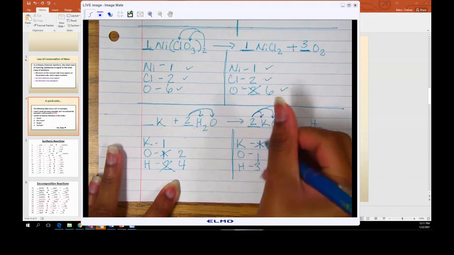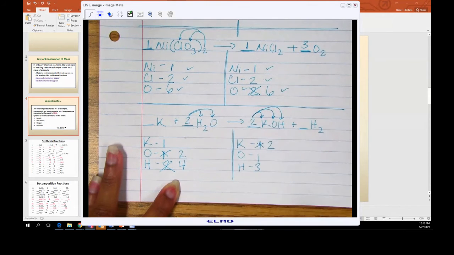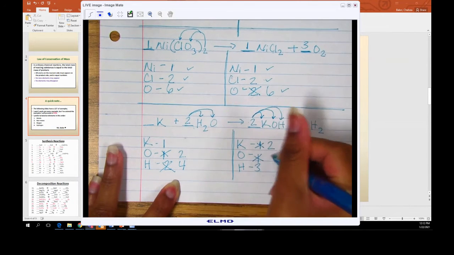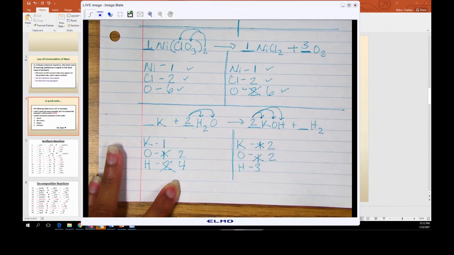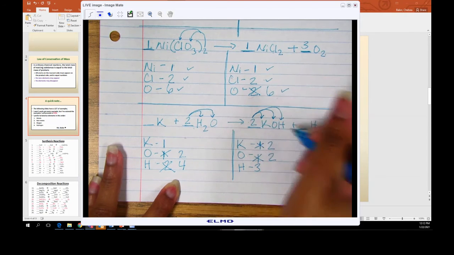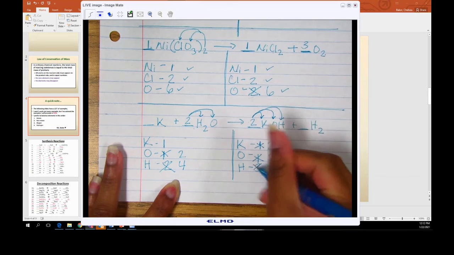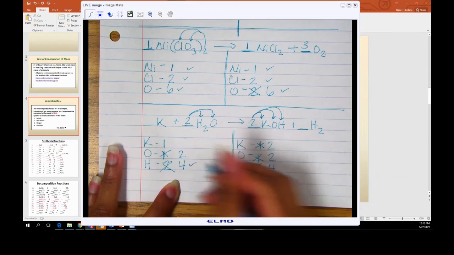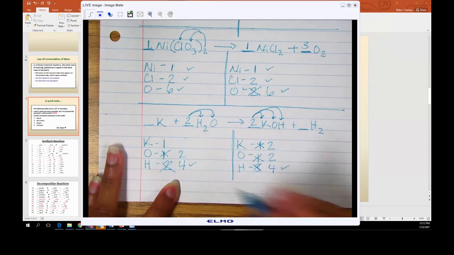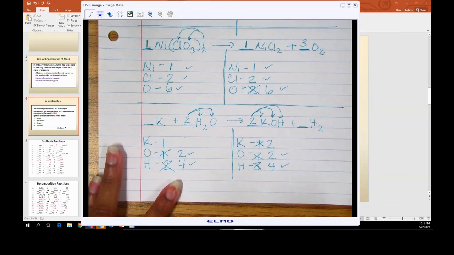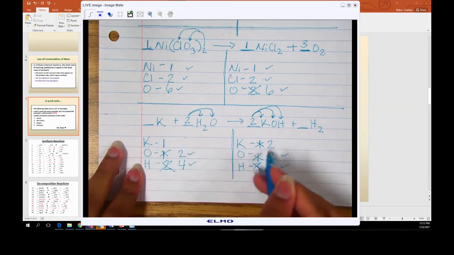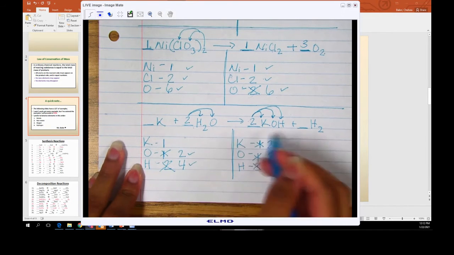My potassium will change to 2. My oxygen will change to 2. And my hydrogens, right, 2 here, and then another 2 over here, that's a total of 4. Hey, we finally got our hydrogens balanced. And my oxygens are balanced too. All right, balancing the potassium here is easy. I've got 2 on my product side.